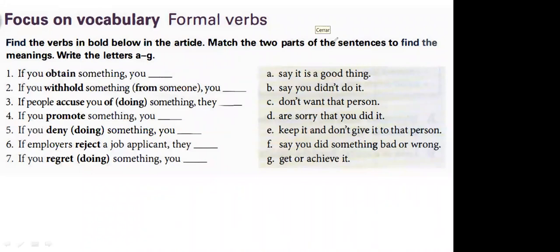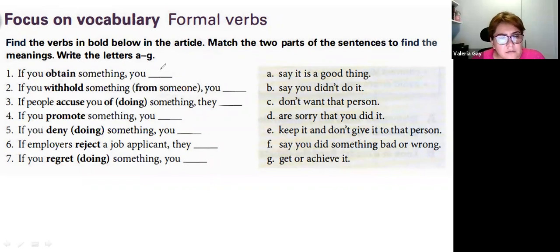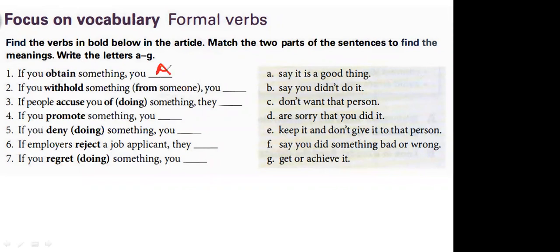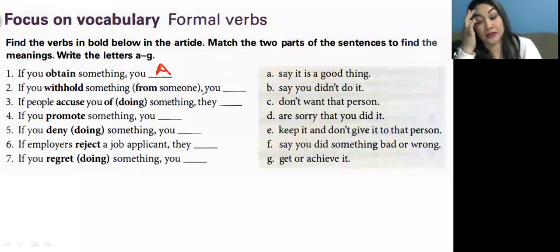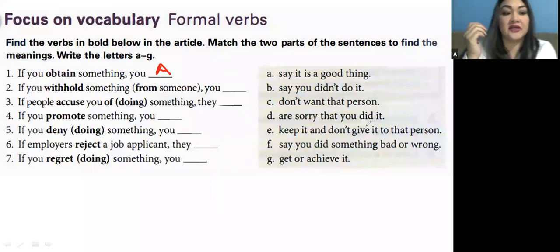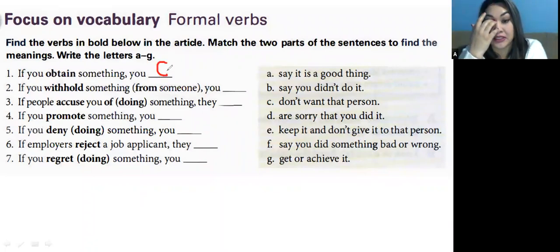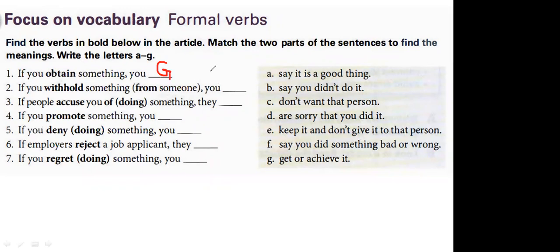So who's not here today? Who's missing? Okay, let's start with number one. What's number one? I think it's letter A. Letter A? If you obtain something, you say this. My team wrote letter G. Yes, the same in the case of my team. Letter G. Yeah, we match number one with letter G. Okay. What about number two?